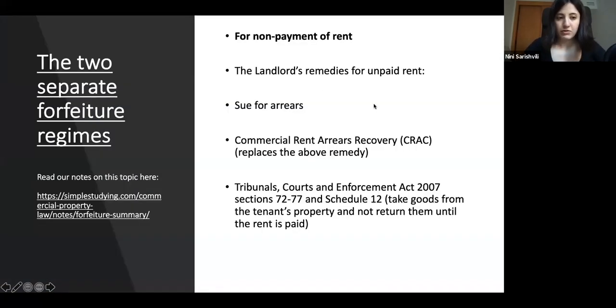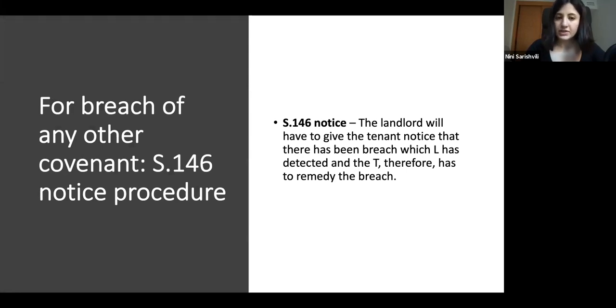There are 2 separate forfeiture regimes. For non-payment of rent, the landlord will be entitled to start forfeiture. The landlord's remedies for unpaid rent: they can also sue for arrears, and they can use commercial rent arrears recovery. That's one of the routes, or the Tribunals, Courts and Enforcement Act 2007, section 72 77 is the regulation under this area. For breach of any other covenant, the section 146 procedure has to be followed.